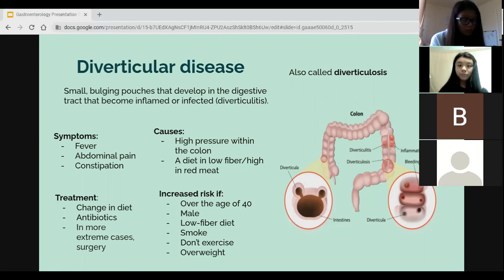This condition is common in people over the age of 40, and although treatment can help, this condition unfortunately cannot be cured. You are also more at risk if you are male, eat a low-fiber diet, smoke, don't exercise, and are overweight. Now let's learn about gastrointestinal procedures.